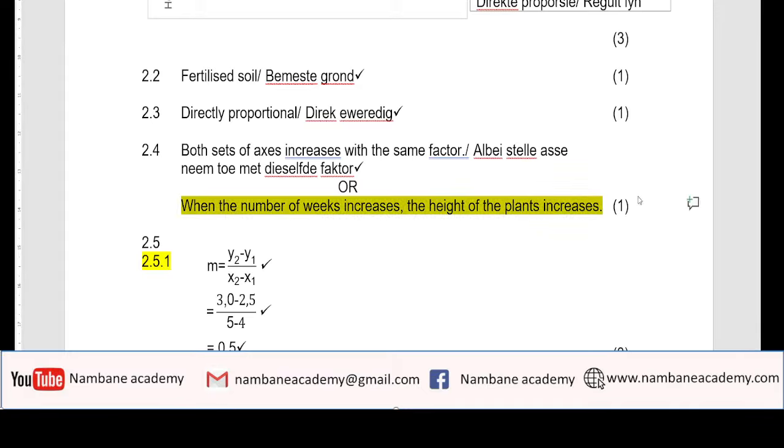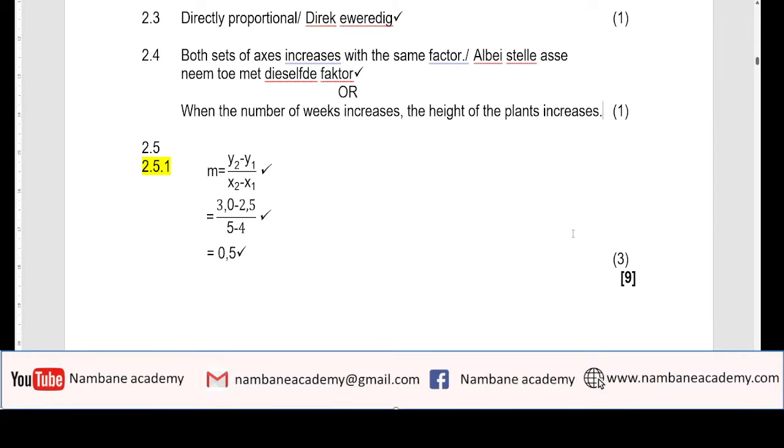2.5, consider the data given for the unfertilized soil. 2.5.1, calculate the gradient of the graph. Gradient is m equals the change in the y-axis over the change in the x-axis for 1 mark. Substitution: 3 minus 2.5 over 5 minus 4. You can even use any of the other data as long as there is a change of the y-axis over the change of the x-axis, and it will give you an answer of 0.5. The total question consists of 9 marks.